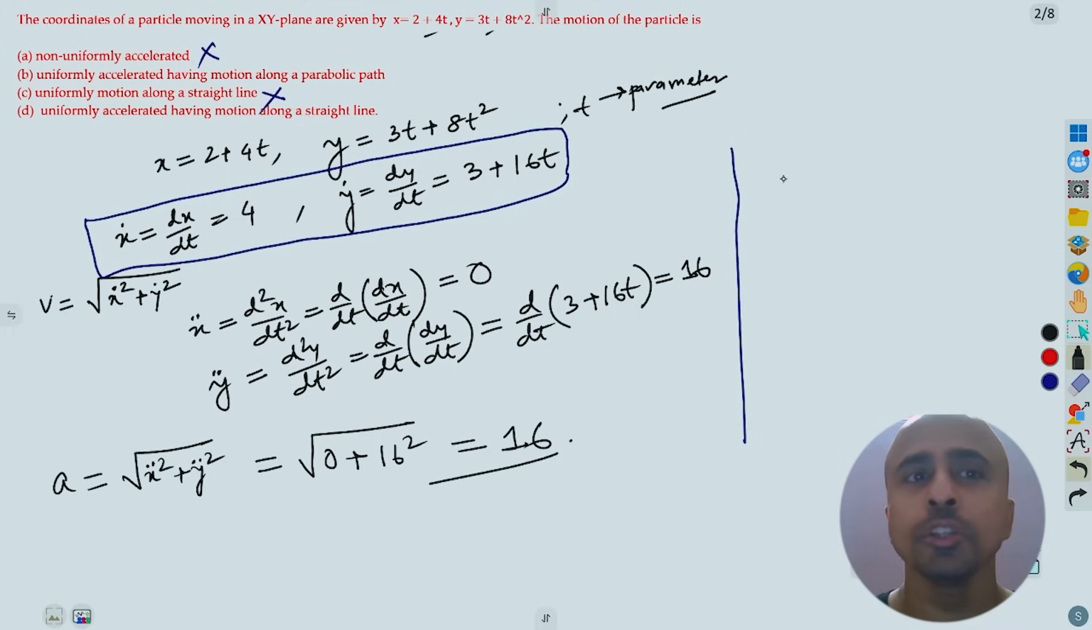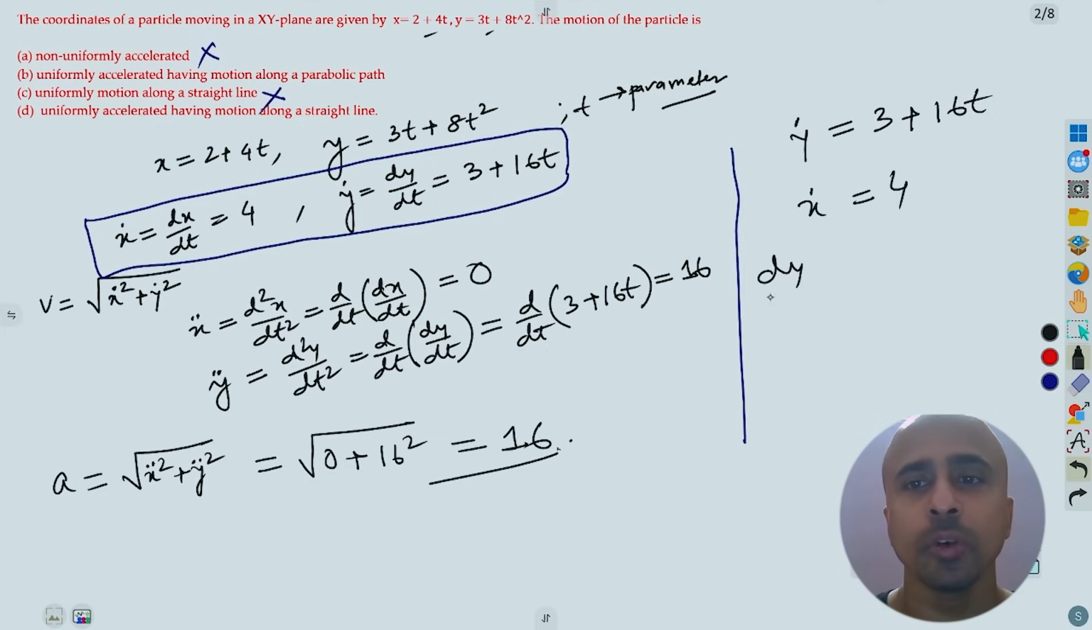Well, it is uniform acceleration. Acceleration is constant, so it is uniform acceleration. Now, in order to determine the path, how will we proceed? Observe that we have y dot equal to 3 plus 16t and x dot equal to 4.